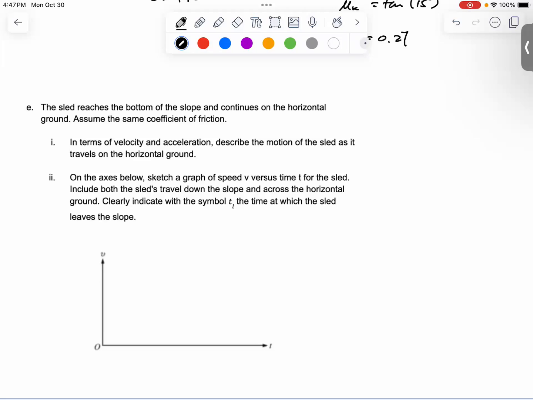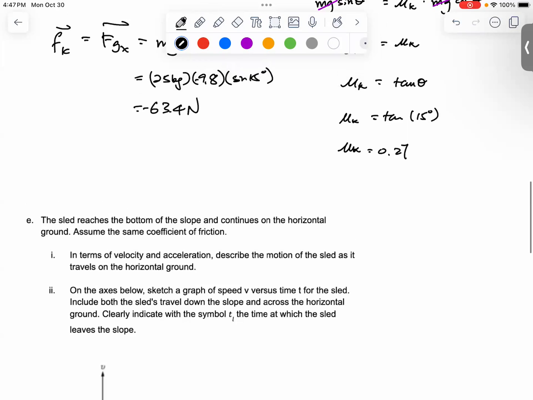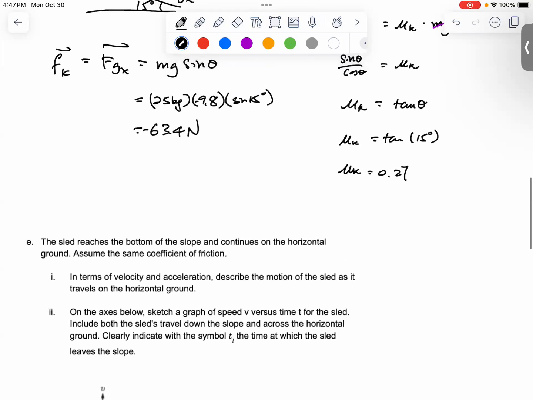All right, so what's going to happen? It's going to slow down. How come? Yeah, gravity is no longer there, so it's going to slow down due to friction. So in terms of velocity, it would start from 2.4. Eventually, it would reach 0. Okay. Now, of course, we are not asked to calculate anything quantitatively here.